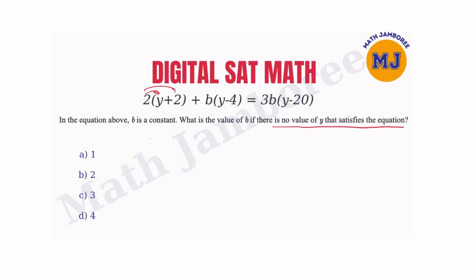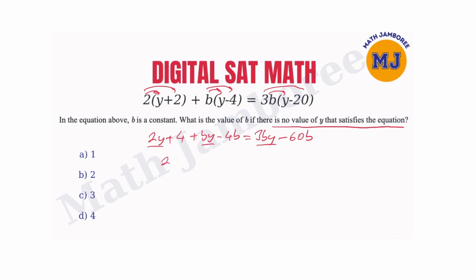This is going to be a little bit longer way, but 2y plus 2 times 2 is 4, plus by minus 4b is equal to 3by minus 60b. But we are dealing with the terms that only have y in them: the 2y here, I will just underline them, the by, and the 3by on the right side. Let's make them equal. As I said, we will need to get to these.